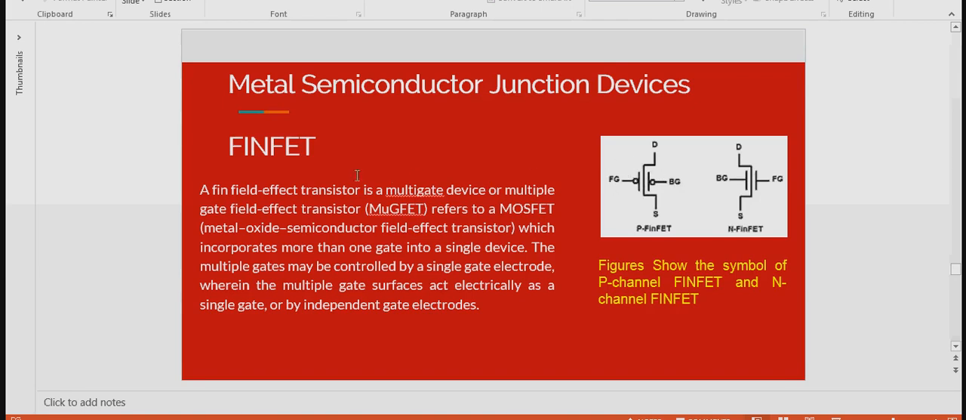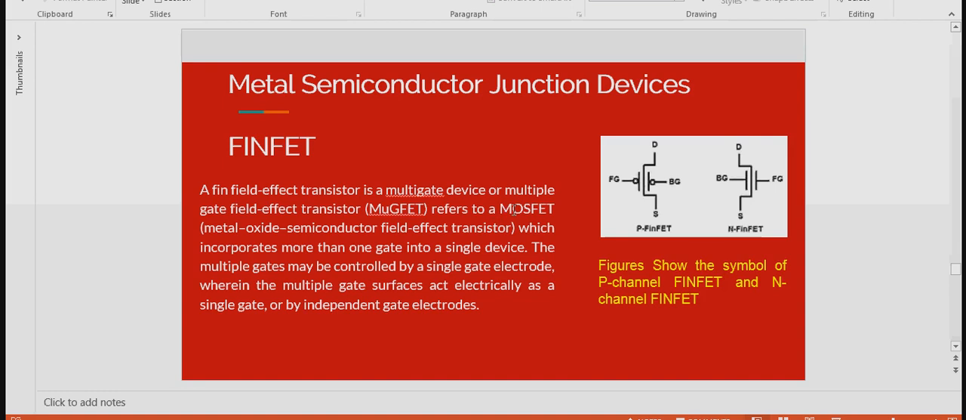FinFET has two gates. What is a FinFET? A fin field effect transistor is a multi-gate device or multiple gate field effect transistor. It refers to a MOSFET which incorporates more than one gate into a single device. Ordinary MOSFET and FinFET are more or less the same, but FinFET has some slight modification, with two or more gates. The multiple gates may be 2, 3, 4, etc.